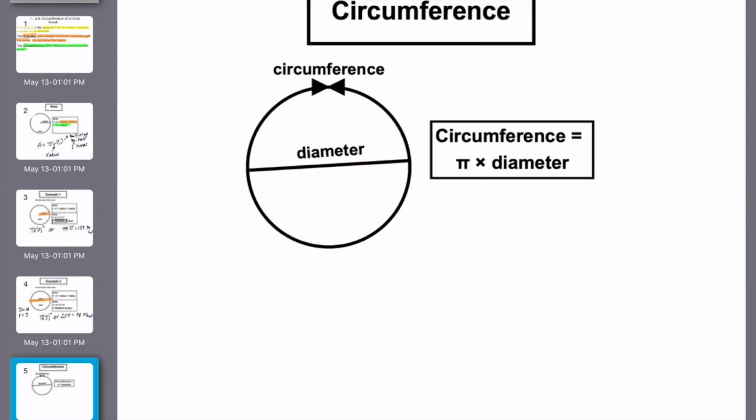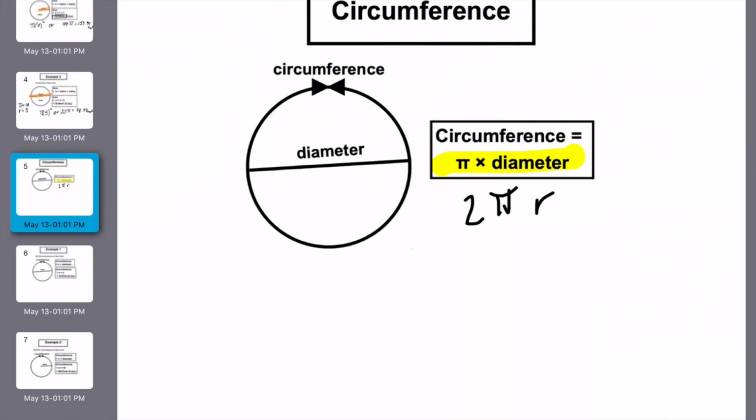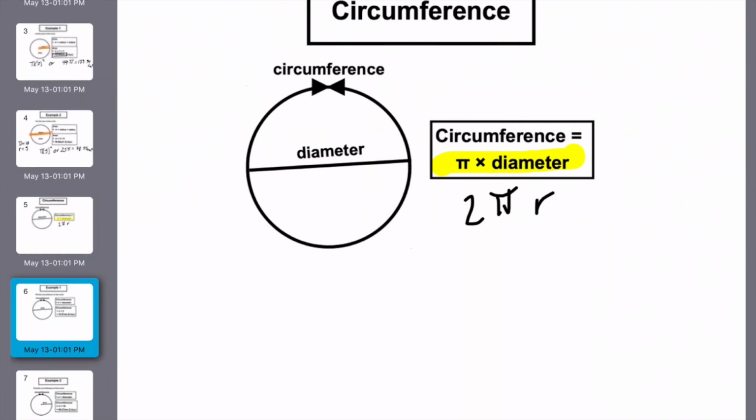Circumference is actually a little bit easier, okay? Circumference is really just pi times whatever your diameter is, okay? Or it's 2 times pi times your radius. Straightforward. Let's do some more examples.